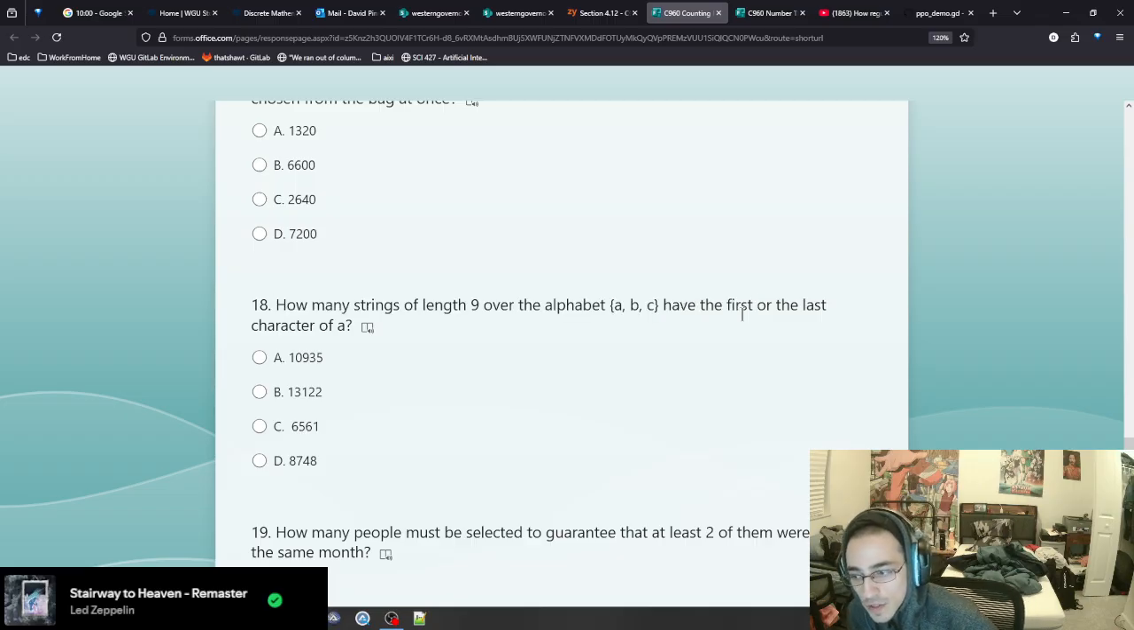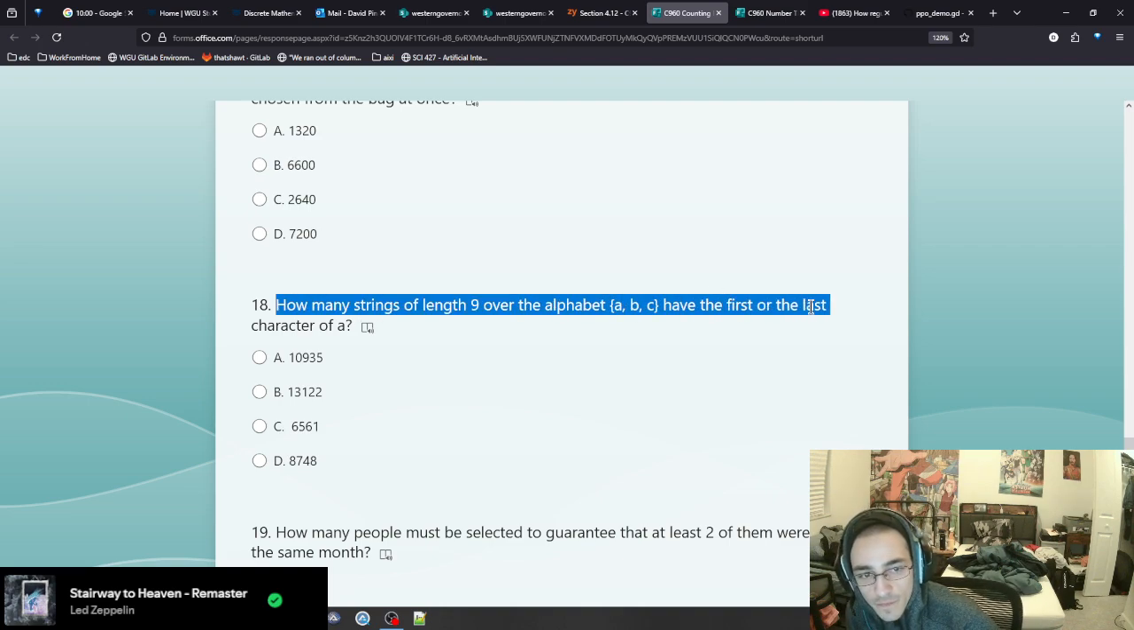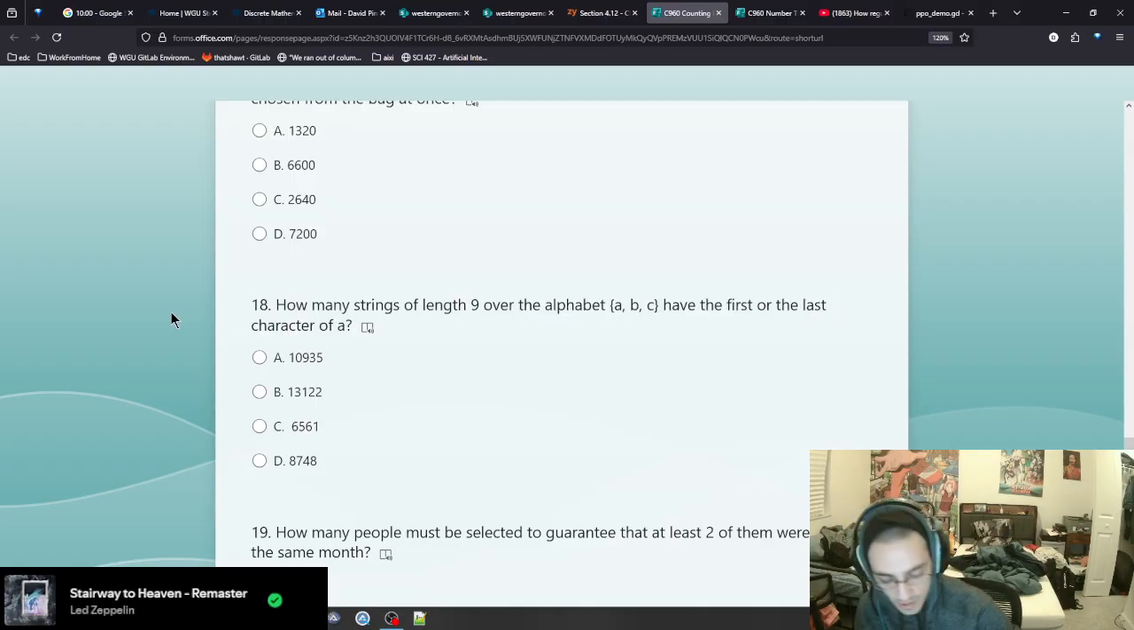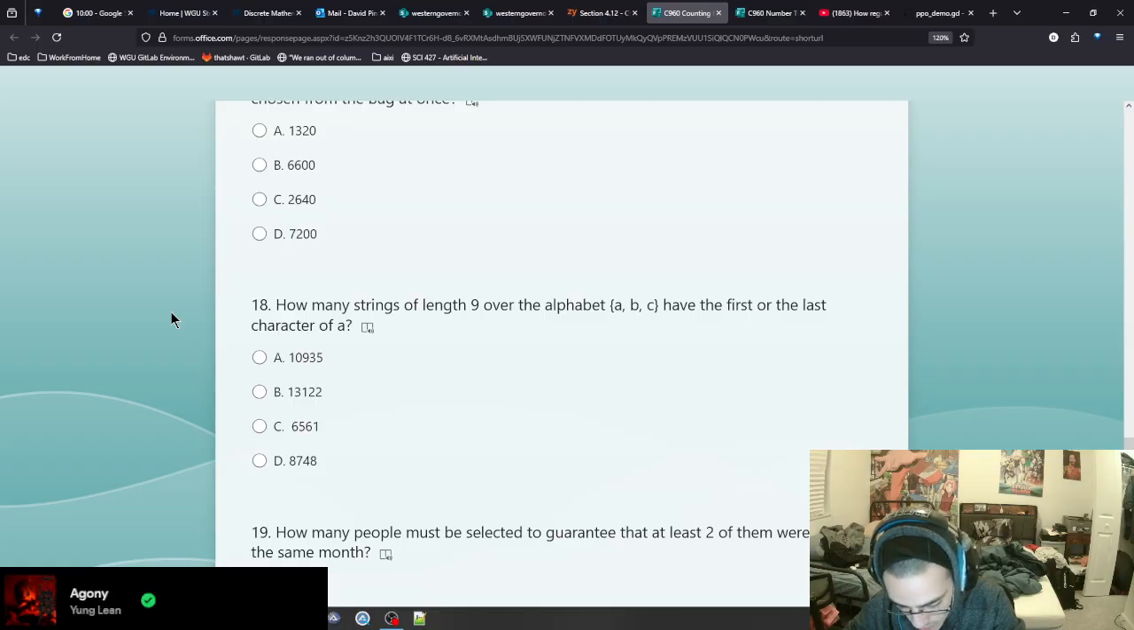I think it could be both. Right. How many strings of length 9 of the alphabet have the first or last character of A? Yeah, okay, so it could be both. So it's 9. So we have 8 to the 8th, right? Times 2, because there's 2 of them. Plus.